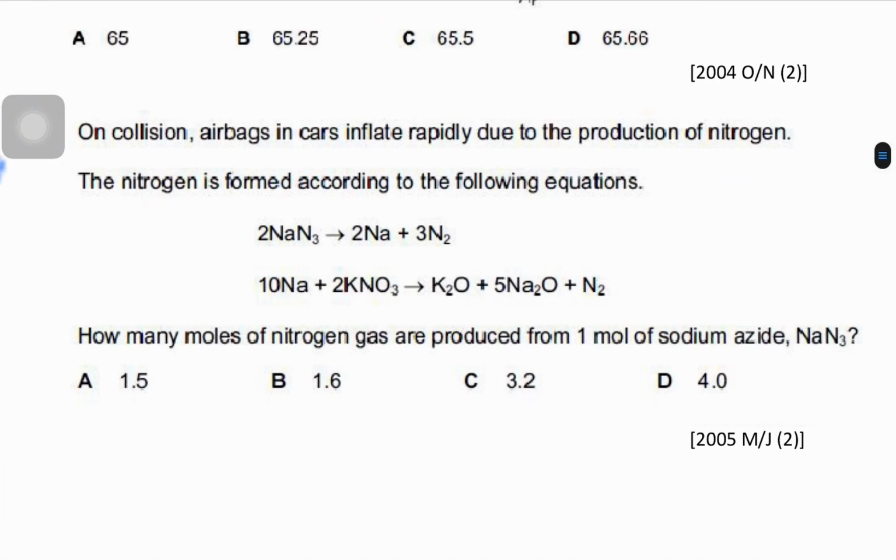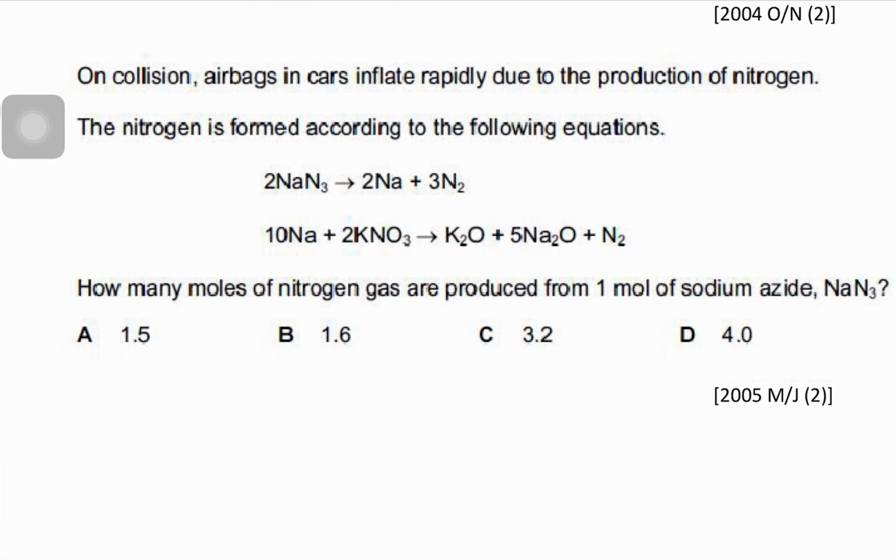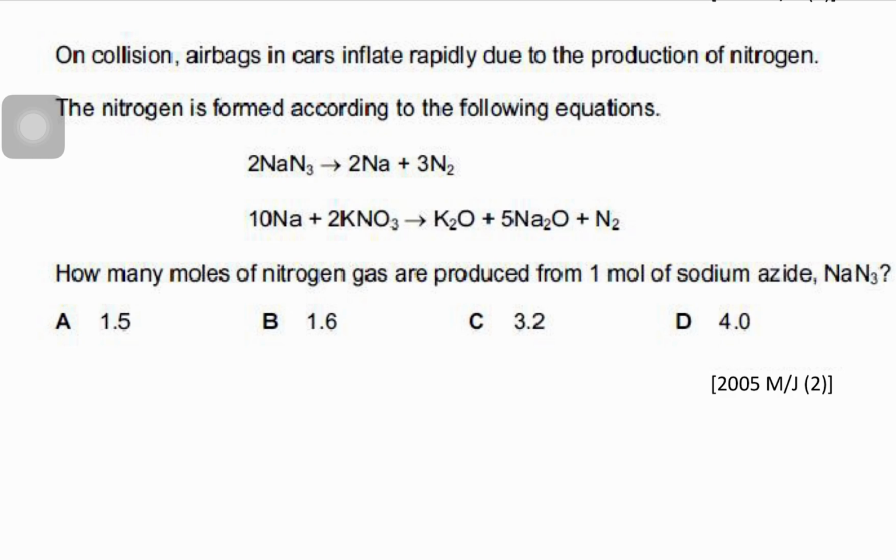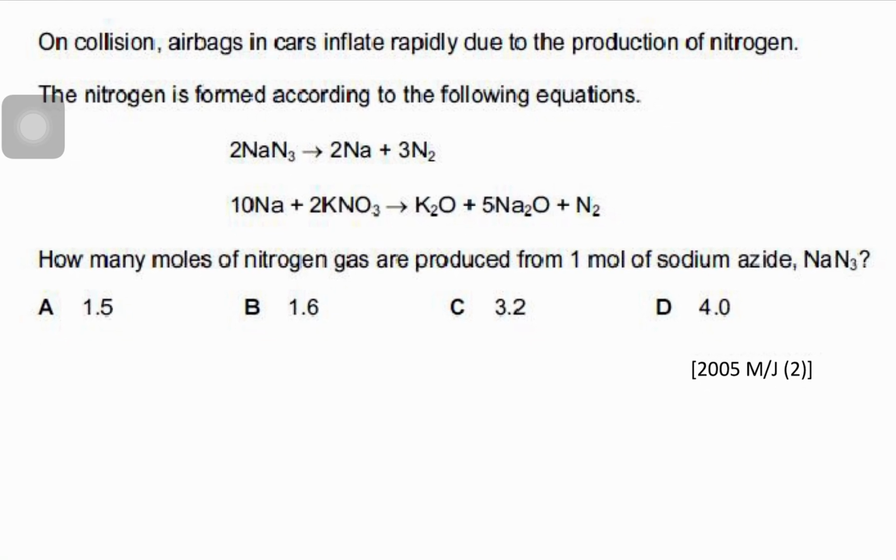Let's look at this question which I have over here. On collision, airbags in cars inflate rapidly due to the production of nitrogen. The nitrogen is formed according to the following equations. How many moles of nitrogen gas are produced from 1 mole of sodium azide? So now you can see your equation has 2 moles producing 3 moles. I would convert it into 1 mole because the question is concerned with 1 mole. So 1 mole would produce 1.5 mole. So one thing is for sure, the answer of nitrogen is going to be 1.5 or more.